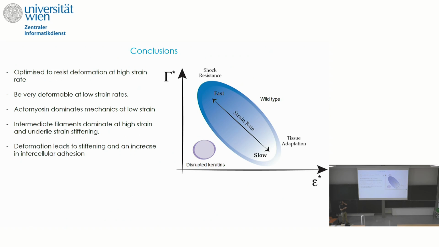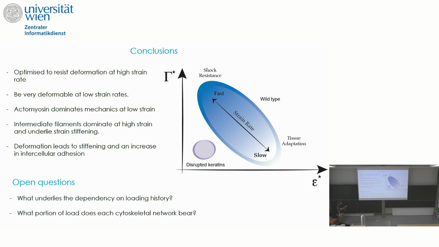So in conclusion, it looks to us as if these epithelia are tissues which are optimized to resist deformation at high strain rates, but be very deformable at low strain rates. Actomyosin dominates mechanics at low strain, but intermediate filaments dominate at high strain, and they underlie strain stiffening. And deformation gives both stiffening and an increase in intercellular adhesion. So there's lots of open questions, like, for example, what underlies the dependency on the loading history, and also what portion of load each of the cytoskeletal networks bears when you reach strains where the intermediate filaments become loaded.